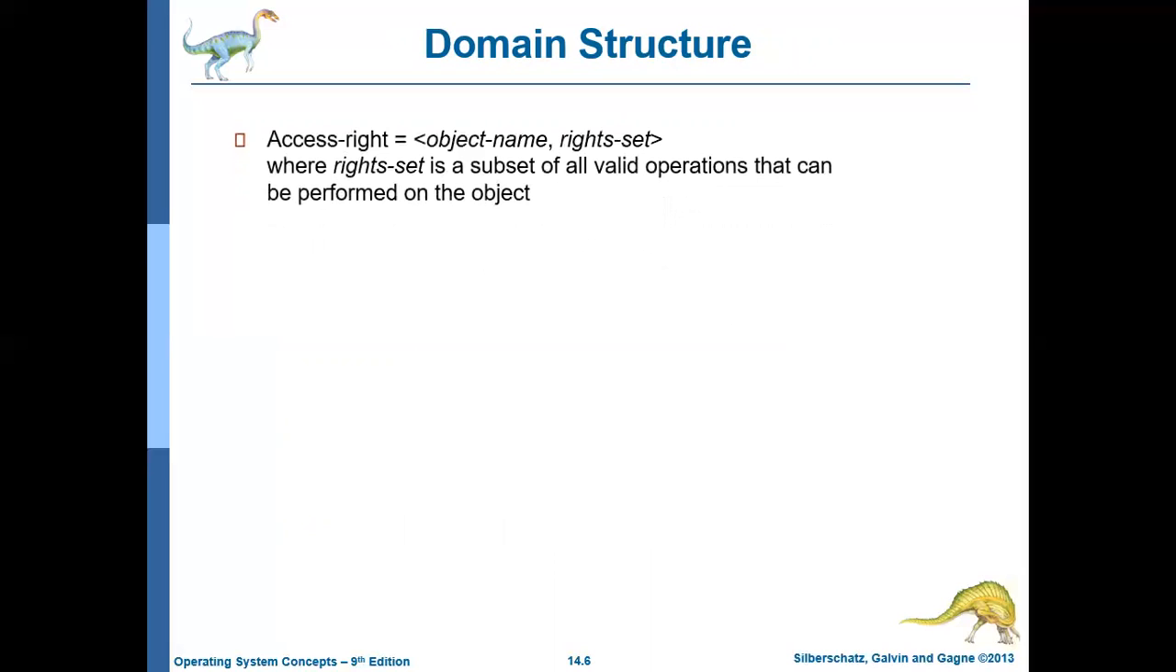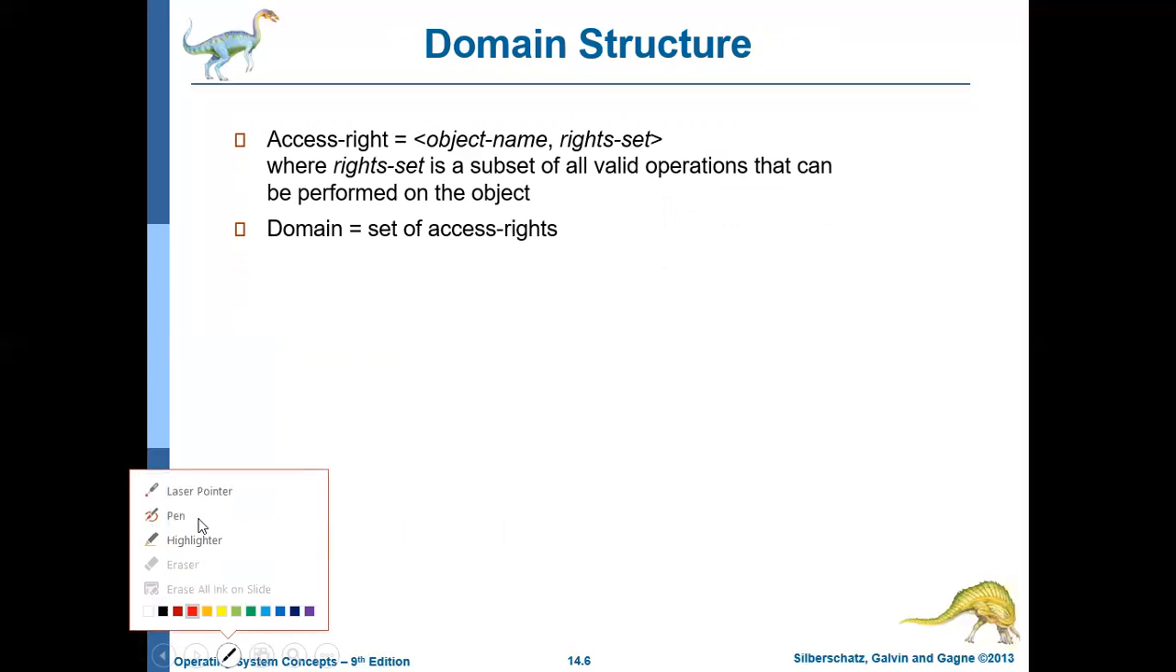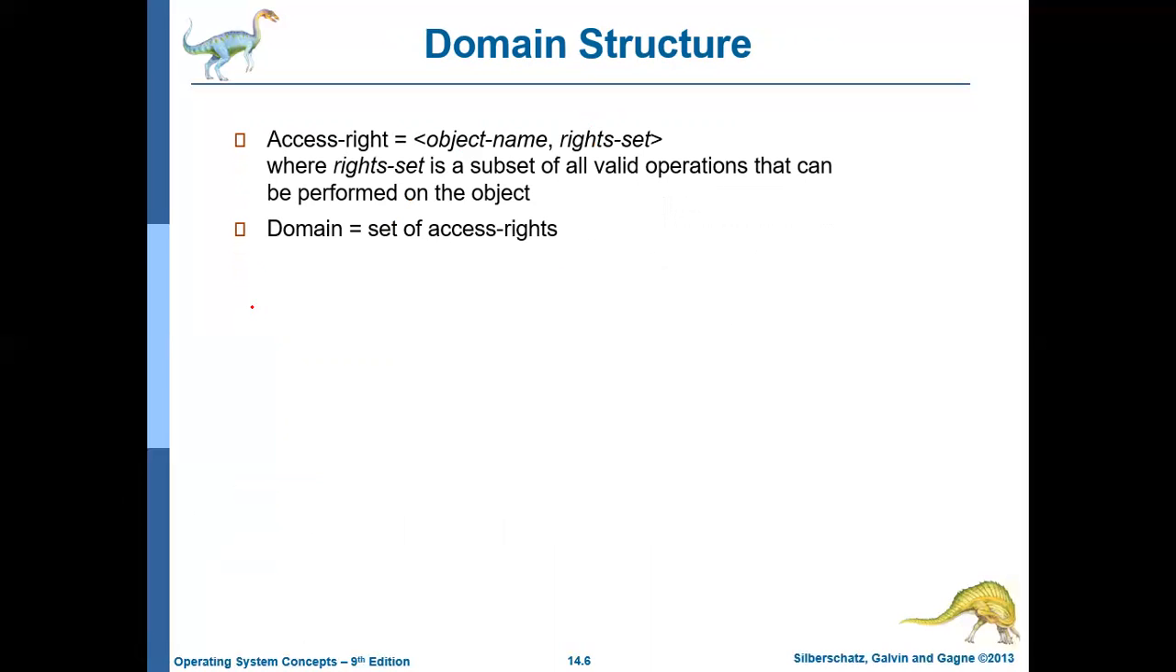Fine. To ensure protection, we use something called a domain. A domain is a collection of access rights. A domain is a set of access rights. What is an access right? An access right is a collection of object name and rights set.